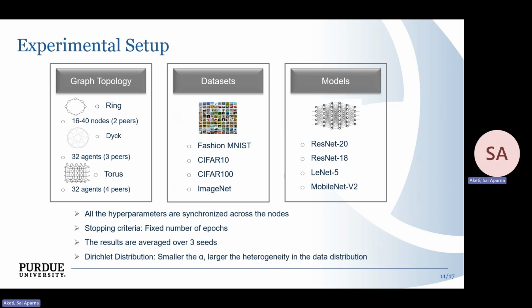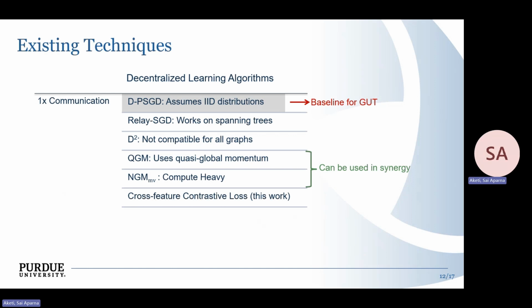The data is partitioned across the agents using Dirichlet distribution, which has a hyperparameter alpha that controls the heterogeneity of the data distribution. Smaller the alpha, larger the heterogeneity. These are the existing algorithms that we compare our proposed method with. Note that the proposed method is orthogonal to all the existing algorithms and can be used in synergy with them.